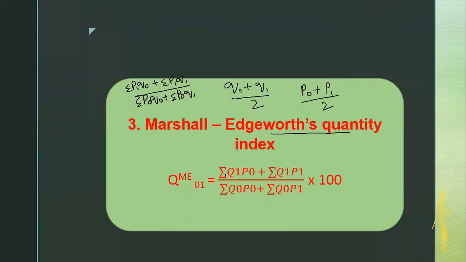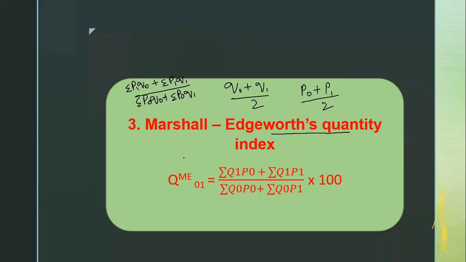So what will be the formula under Marshall and Edgeworth quantity index number? It is summation Q1 P0 plus summation Q1 P1, quantity of the current year and the price of the base and current year, divided by summation Q0 P0 plus summation Q0 P1 into 100.